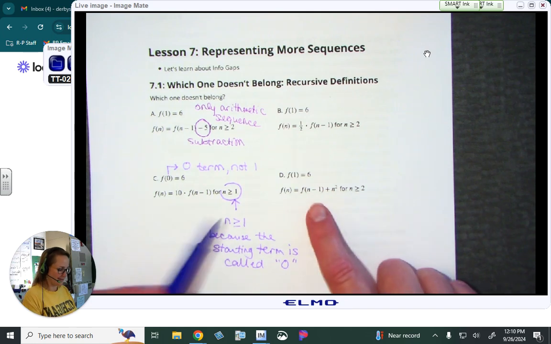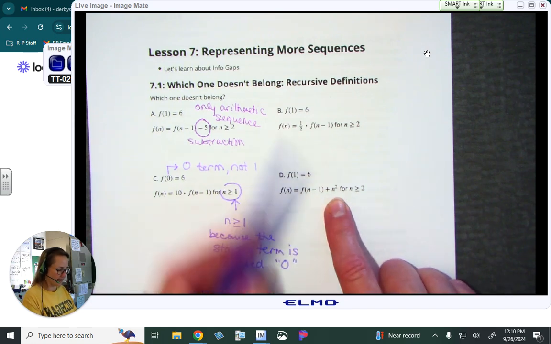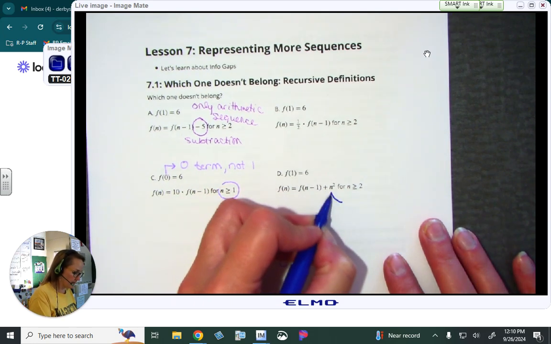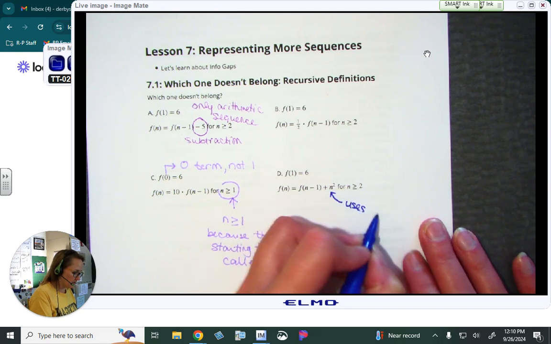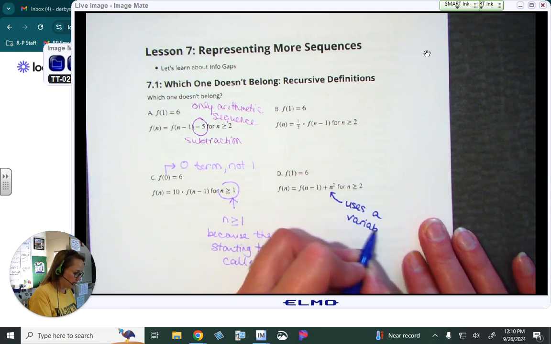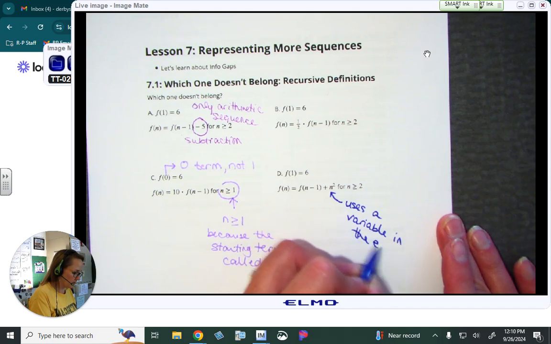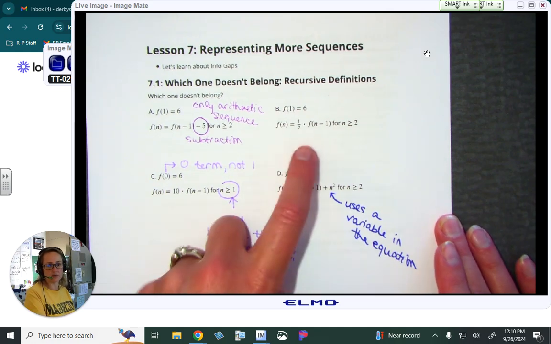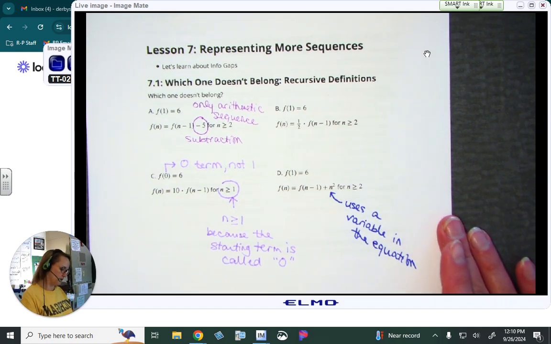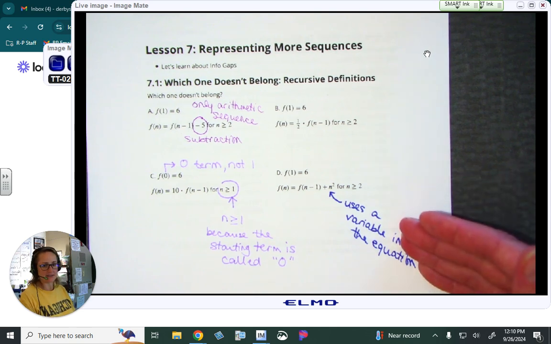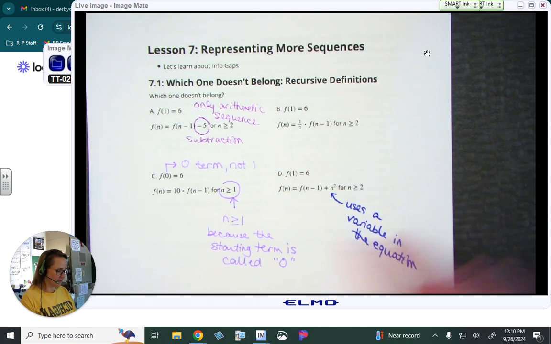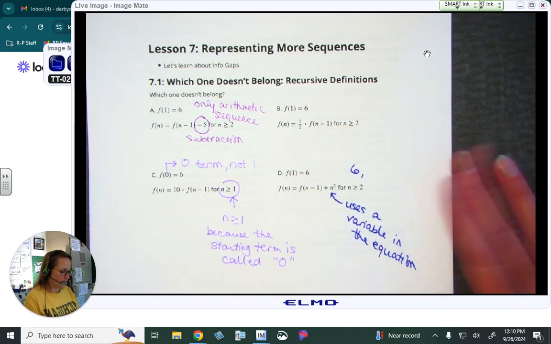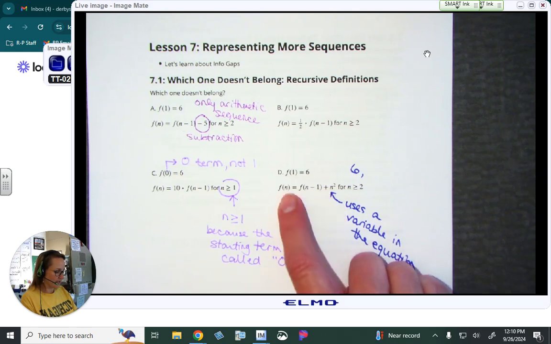All right. I see that D is the only one that has a variable in the equation. So this idea that it uses a variable in the equation. Now, of course, the rest of these have this f of n minus 1, but that just means taking the previous term and doing something with it. This one, we're going to add something different every single time. So what this is saying is we're going to start with the number 6, and then we're going to add whatever n squared is.